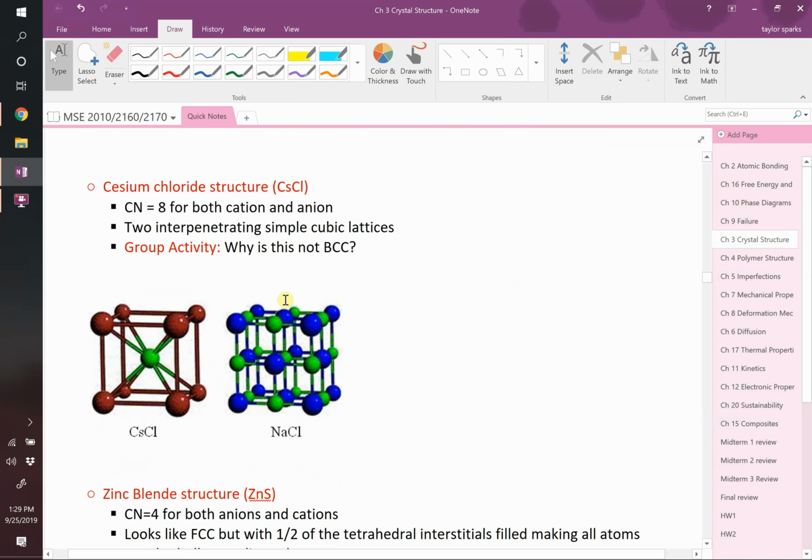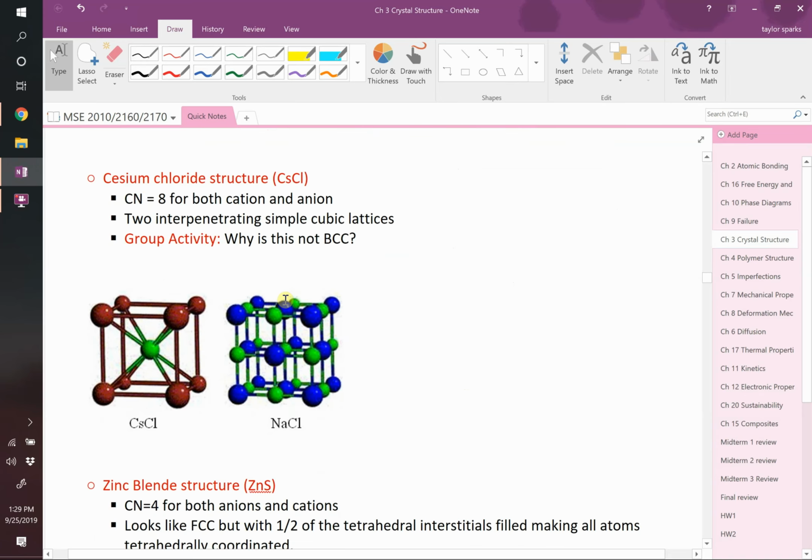Okay, the next structure you should learn about is cesium chloride. Cesium chloride is this one right here. What does it look like that we saw already? It looks like body-centered cubic. Why does it get its own name? Why don't we just call this body-centered cubic? Yeah, these are two different atoms. Body-centered cubic, by definition, has to have the same atom at the corners as the center. That's not what we have here. We have two different atoms. You've got cesium and chlorine.